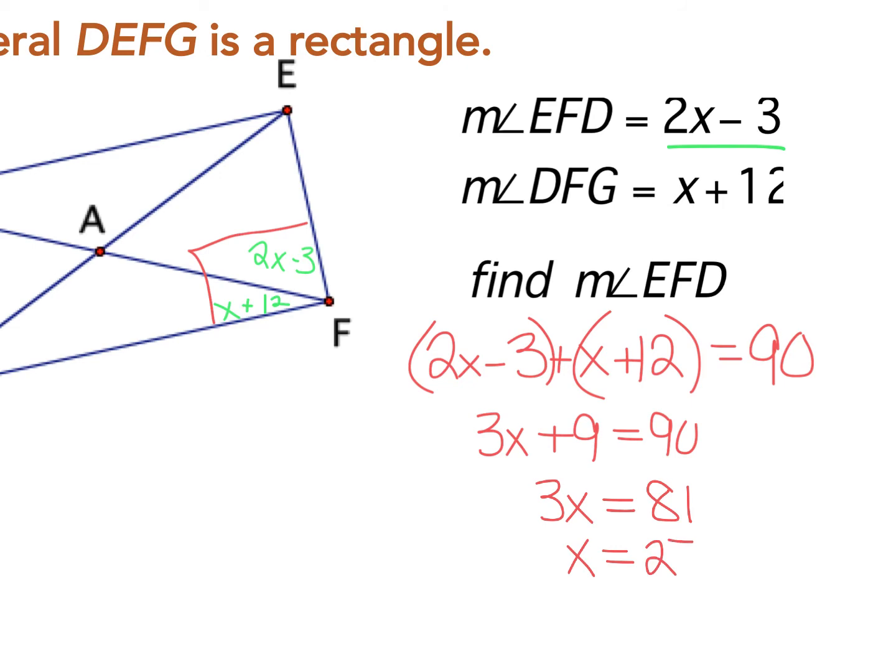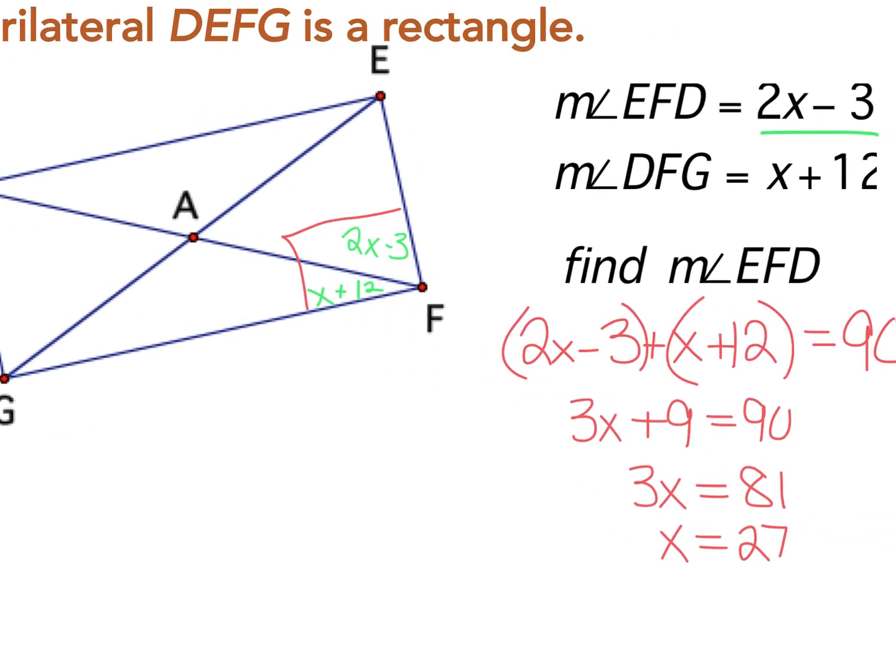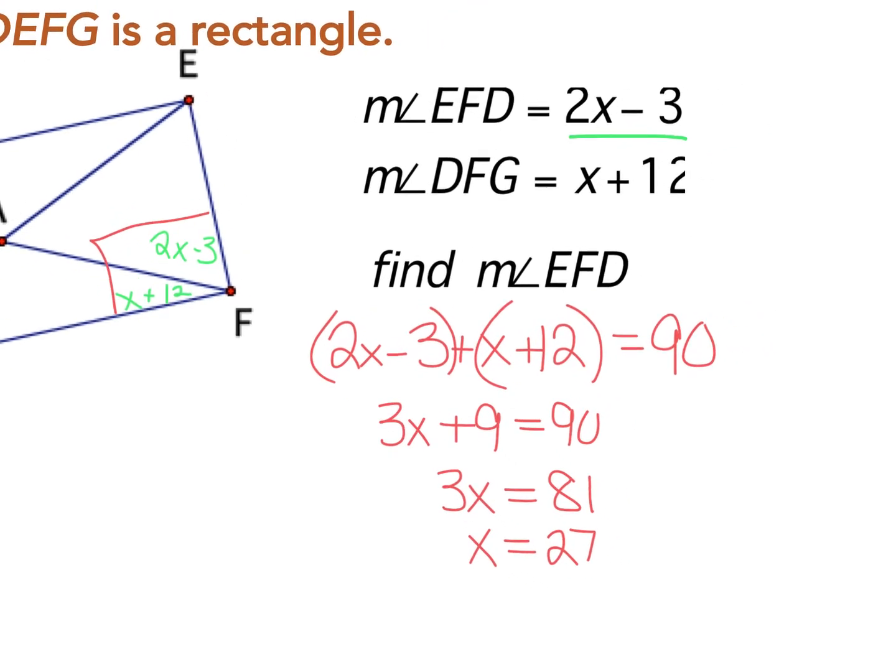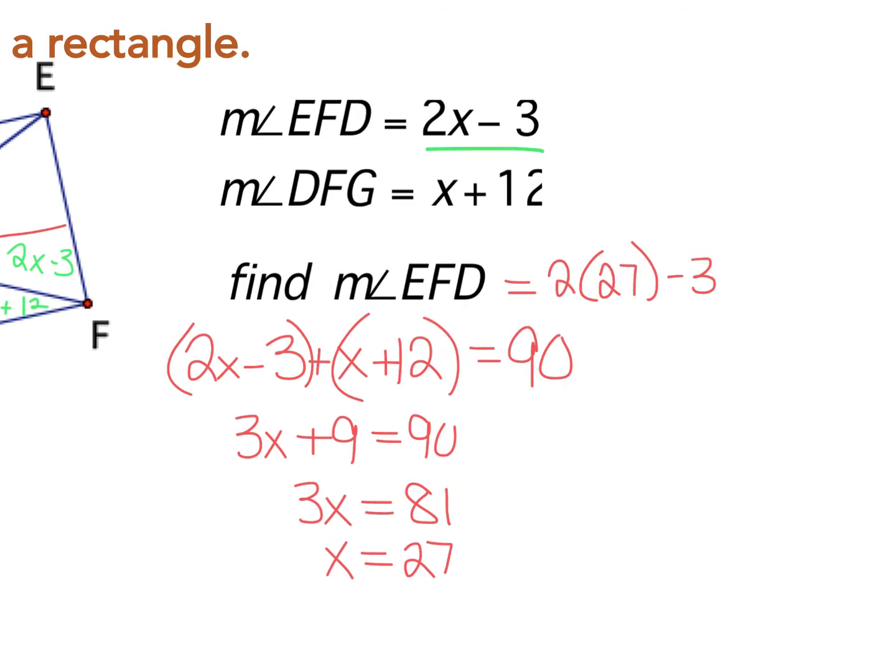All right, so let's go back and see what they wanted us to find. They wanted us to find the measure of angle EFD. EFD is 2 times x, which we just found to be 27, minus 3. So this gives me 54 minus 3 is going to equal 51 degrees. Okay, so that's how you do that one.